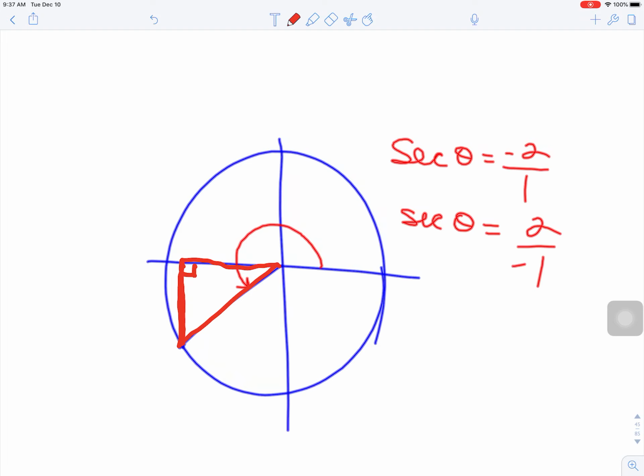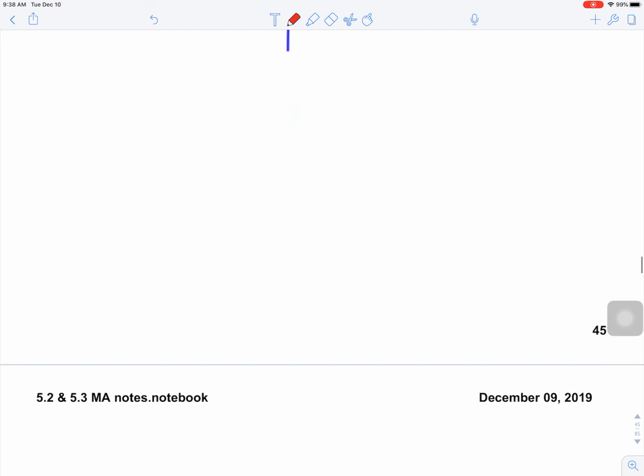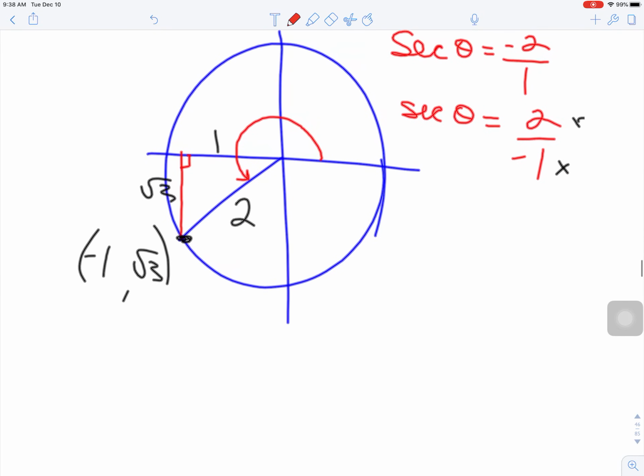And now I'm going to label sides. Now remember, the secant's the reciprocal of the cosine. Cosine is x over r, so this is r over x. And what you realize, the r value can't be negative, so I have to think of it this way, r over x. So the x is -1 and the r is 2. Well, little Pythagorean theorem, look, this side is half the hypotenuse, that must be 30 degrees, which makes this 60 degrees. And so the side across from the 60 is this number times the square root of 3. That's how I found this down here.